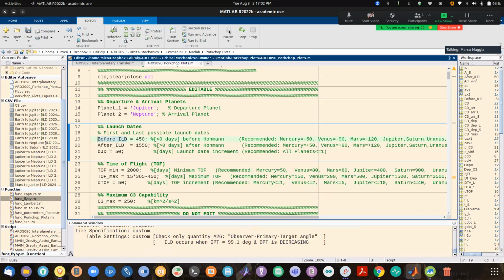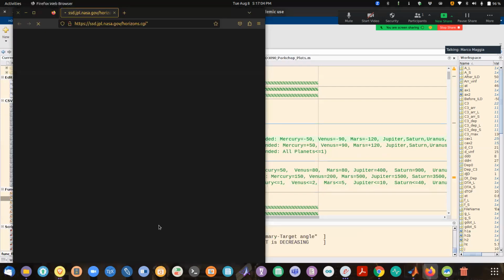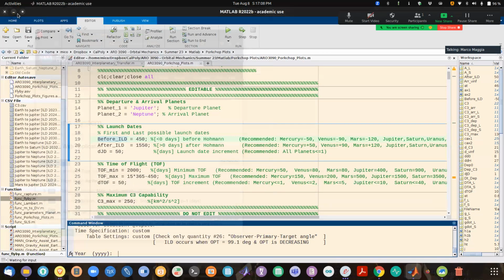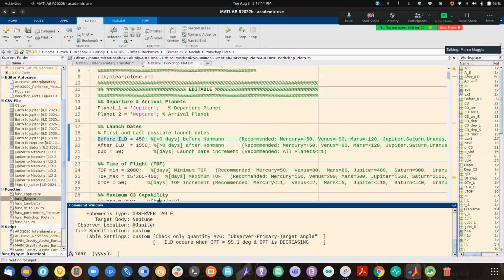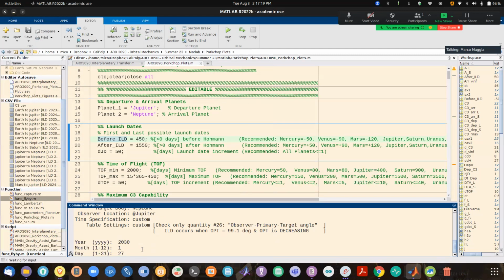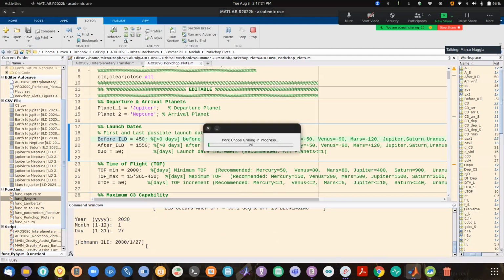So now we'll run the code, and we'll open this horizon. You can just close this. And for the ideal launch date, just put the original one. So it was 2030, January 27th. And we'll just wait for the Porkchop plots to be generated.